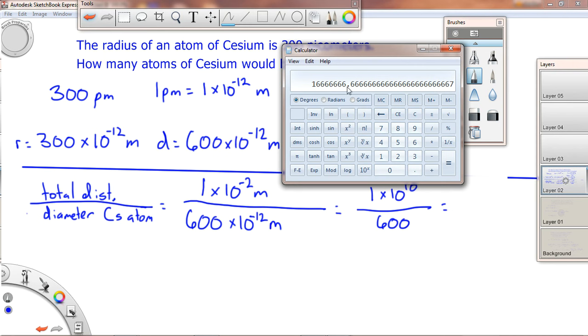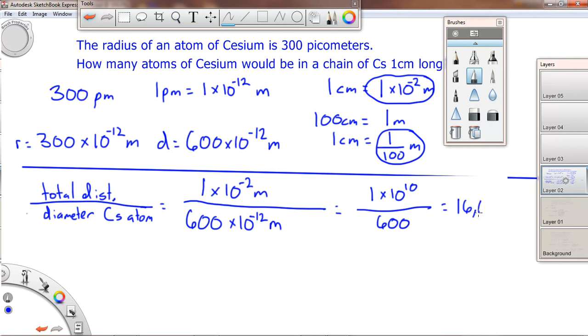To make 1 centimeter, it would take, let's see, how many of these? 16,666,666 molecules of cesium to form a chain 1 centimeter long. And then after that, we should take this and write it in scientific notation, which is going to be 1.6 times 10 to the 1, 2, 3, 4, 5, 6, 7th power. So 1.6 times 10 to the 7th atoms to form that chain.